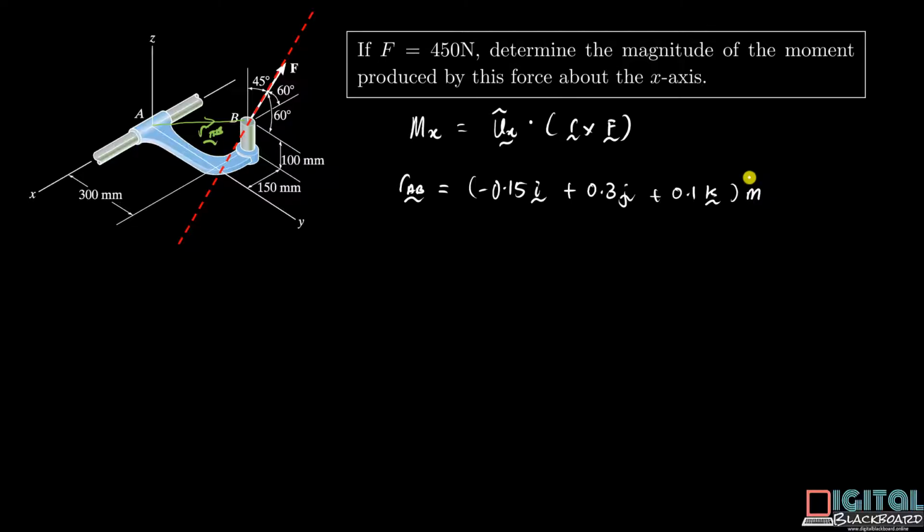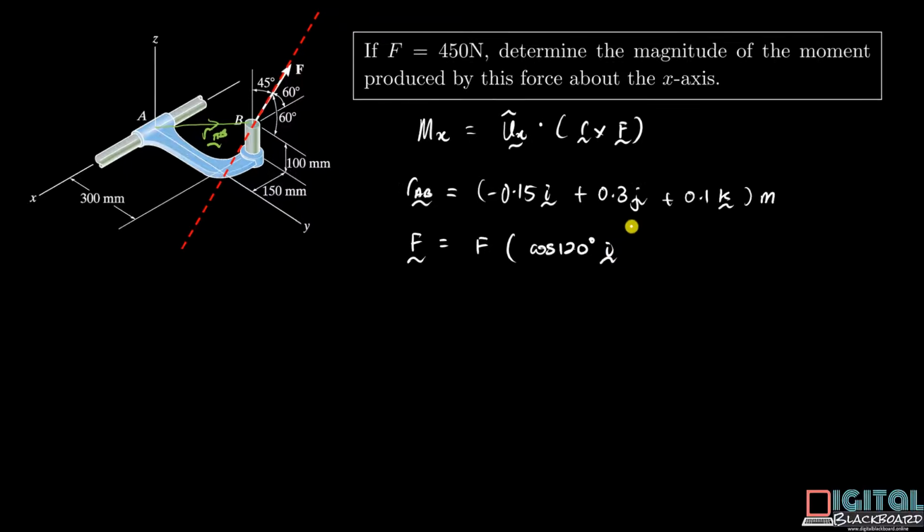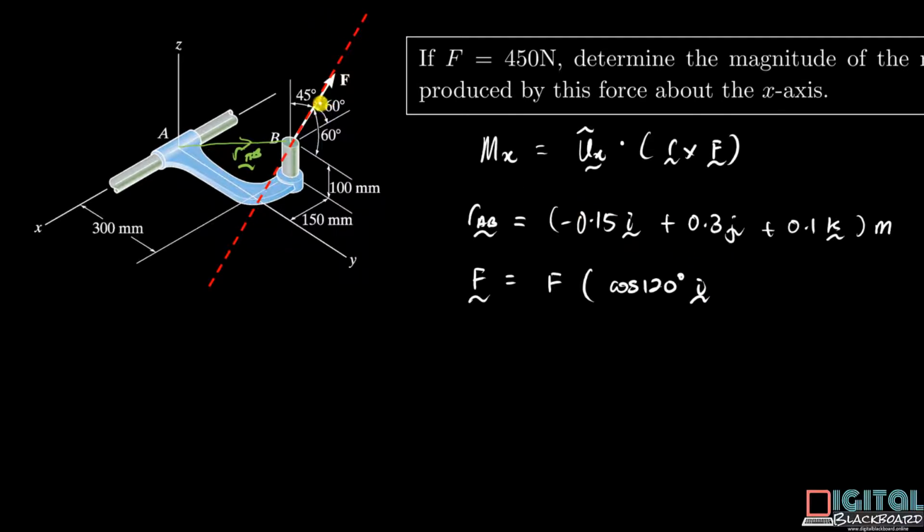The next step is to compute the force vector, also in vector notation. So force F is given by its magnitude multiplied by the unit vector in the direction of F. Now for this unit vector, we can use the direction cosines since all the angles are given. So for the direction cosine, the x component is cosine 120 degrees i. Why is it 120 degrees? Now look carefully that the force F makes an angle of 60 degrees with the negative x-axis.